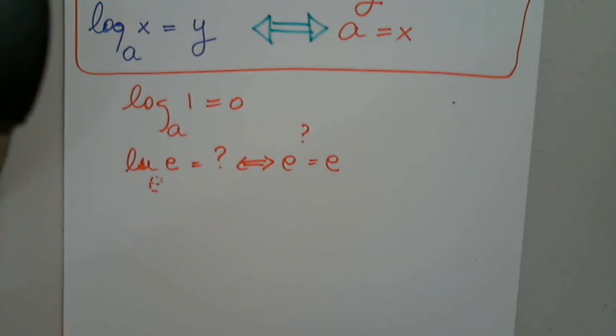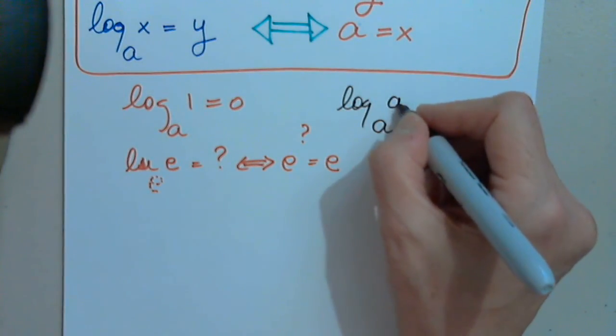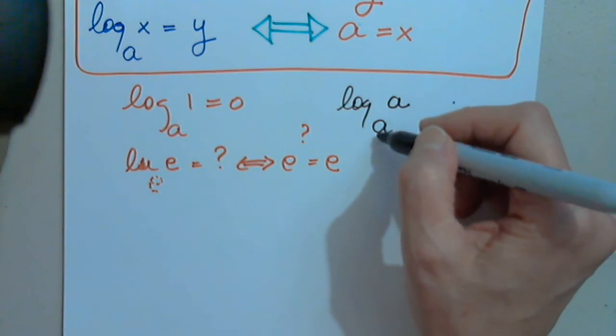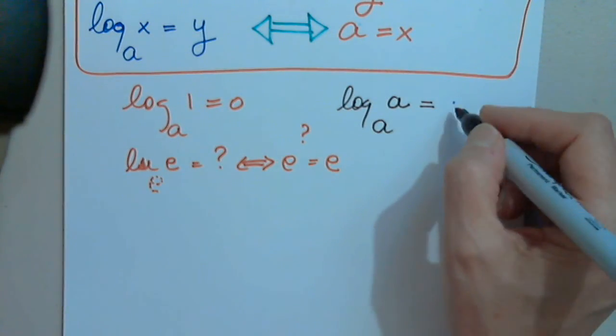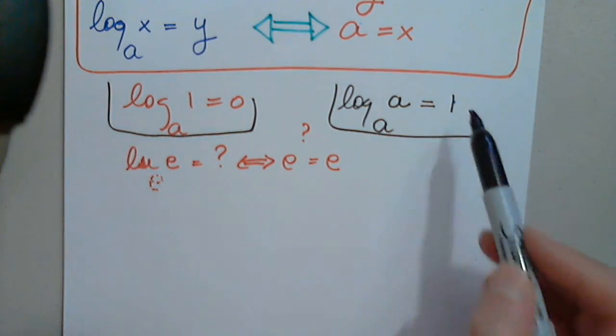So here's another property of logs. Log base a of itself: 5, 5, 1/2, 1/2, e, 10, 10. What is the answer? That's it. So please remember, these are very important concepts.